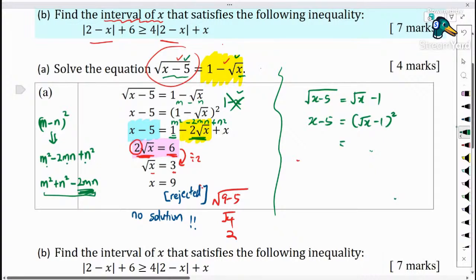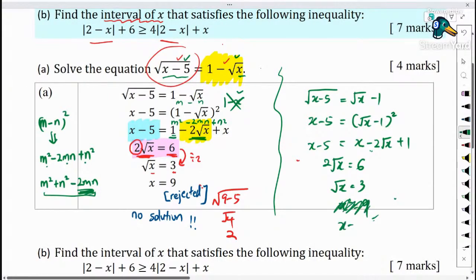So I suppose I have here x minus 2 square root of x plus 1. Rearranging, I will have 2 square root of x equals 6 as well. Square root of x equals 3. Squaring both sides, I have x equals 9. Then let us have a quick check. When x equals 9, I have square root of 9 minus 4, the answer is 2. On the other side, square root of 9 minus 1, so I have 3 minus 1, which is 2.